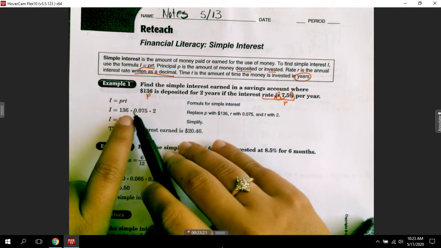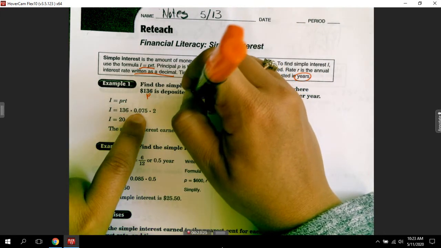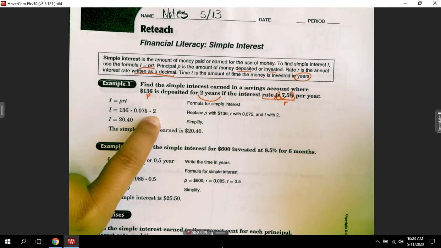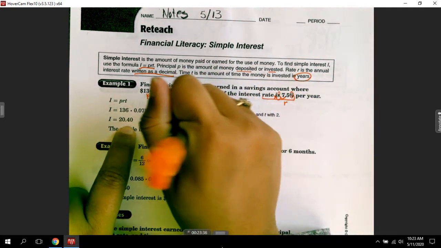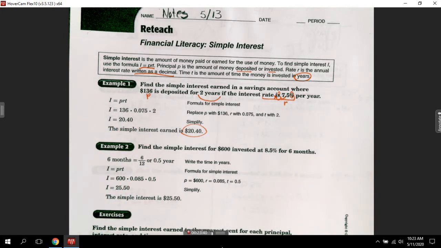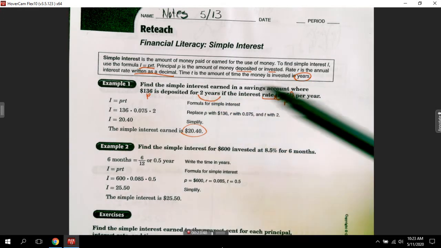So 136 times 0.075. And then it's deposited for 2 years. It's already in years, so we're just multiplying by 2. So then you just multiply all 3 of those numbers. So your interest is $20.40. It's money, so remember to put that dollar sign with it. The main thing you have to remember is to change your rate into a decimal and then pay attention to see if your time is in years.